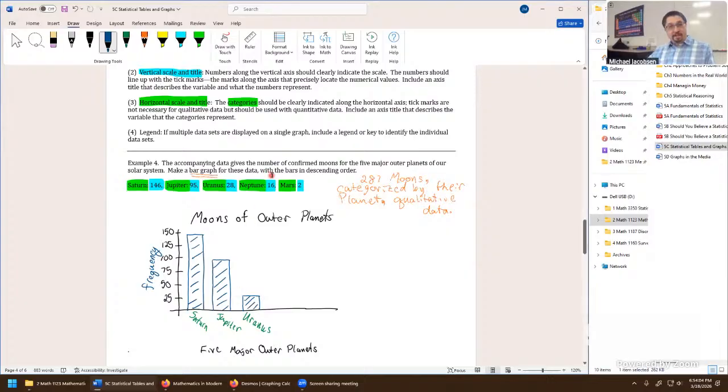Now here's where it gets a little bit tougher. Neptune only has 16 moons. So here, that's halfway to 25, so that's about 12.5. But we're going for 16, so I'll make it slightly higher. It gets really challenging to get this down perfectly, so don't worry if it's not exact. It just has to be a little bit lower than Uranus. So here's the 16. Then one last one, Mars.